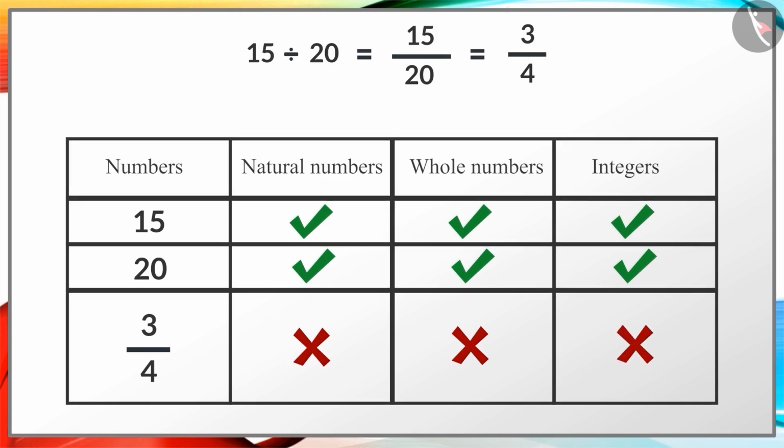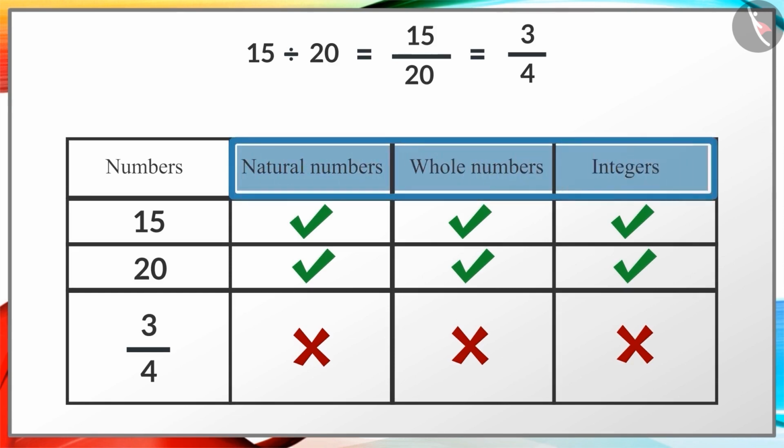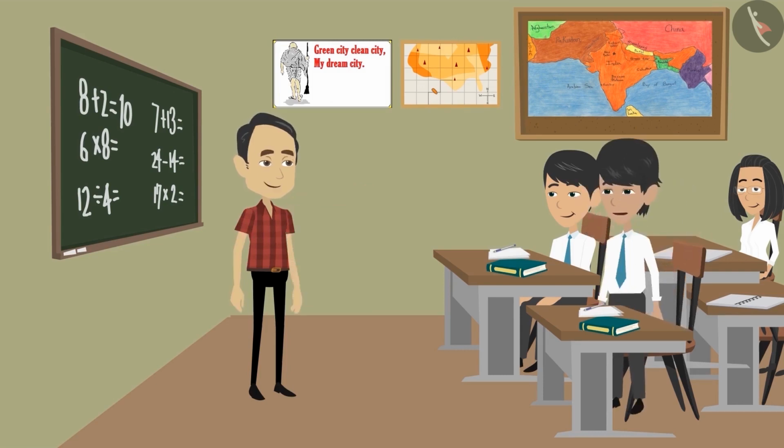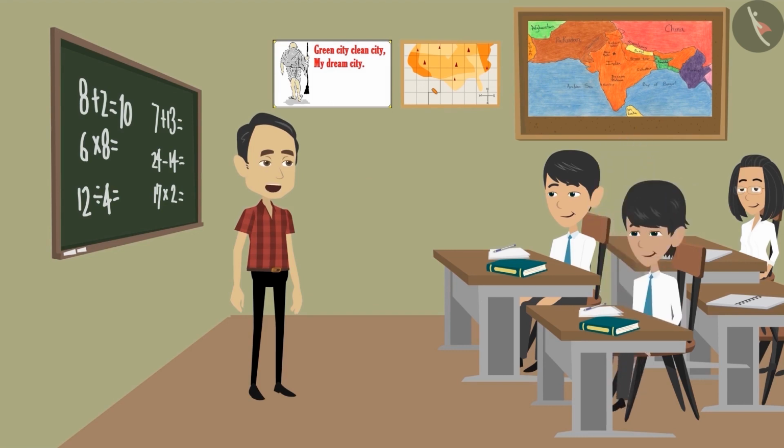Children, what do you understand from this table? Sir, this table shows that natural numbers, whole numbers and integers are not closed under division. Well done, Rahul. You have given the right answer. Sir, but is this true with the rational numbers too? Let's find out. Let's divide any two rational numbers.